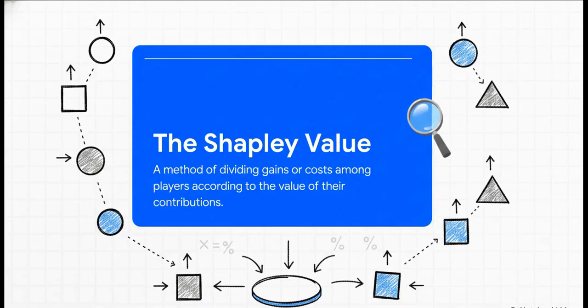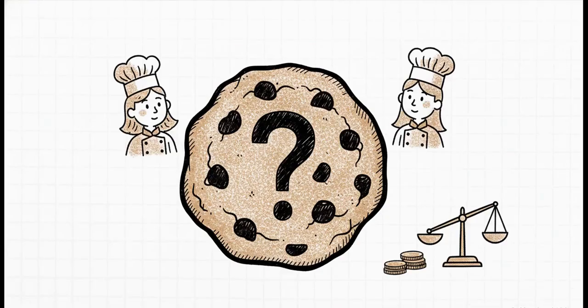The big idea here is something called the Shapley value. It sounds kind of technical, but it's really just a clever way to figure out a fair way to slice the pie, based on what each person uniquely brings to the table. Okay, I know. A clever way to figure out sounds a little intimidating, so let's make it super simple. Remember those cookies I mentioned at the very beginning? Let's go back to that.